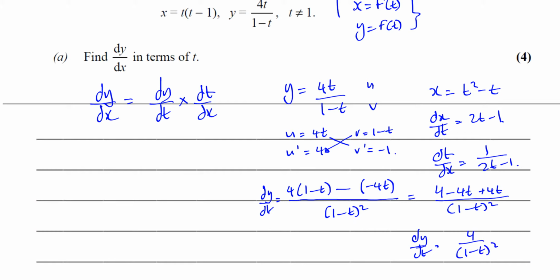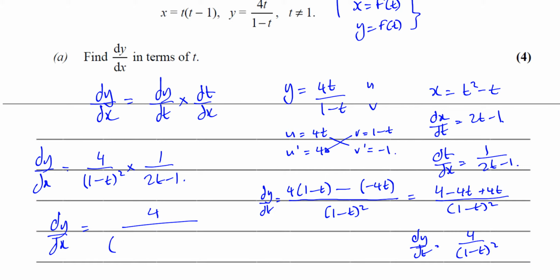So we've got dy/dt and we've got dt/dx. So we can say dy/dx is equal to dy/dt, which is 4 over 1 minus t squared, times dt/dx, which is 1 over 2t minus 1. We can simplify that to say dy/dx equals 4 over the product of 1 minus t all squared times 2t minus 1. And there's our answer for part A.